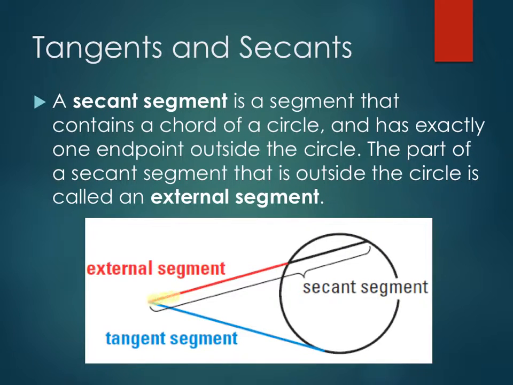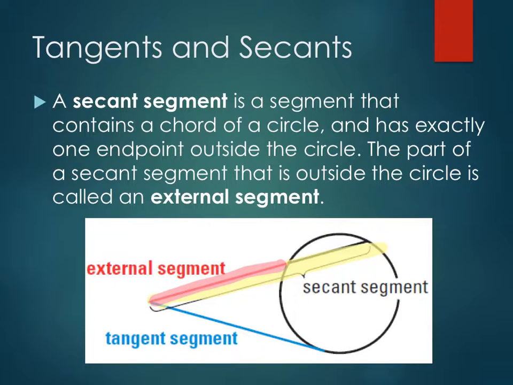So the secant has to pass through the circle. It's the difference between the secant and the tangent. The tangent's going to hit it at just one point but not pass through it. But a secant segment is no longer a line. It has endpoints. And the part of it that's outside the circle we call the external segment.